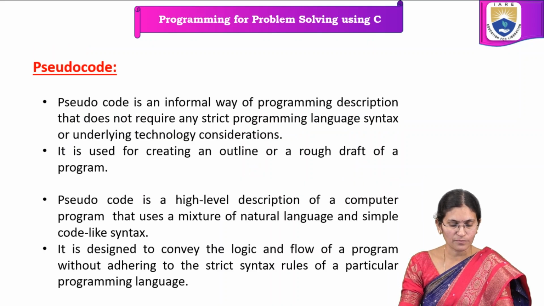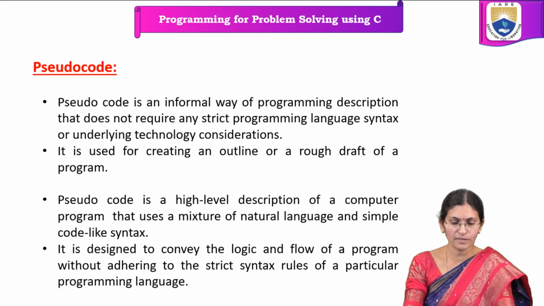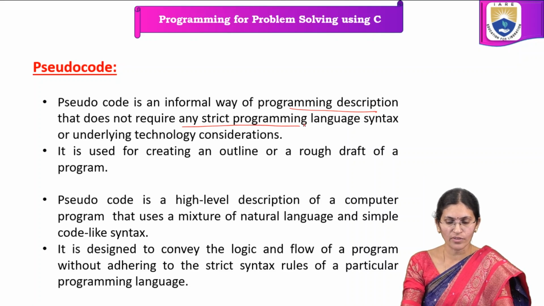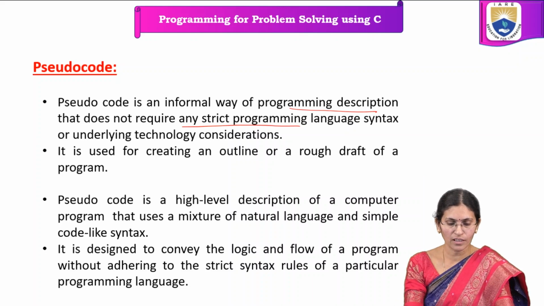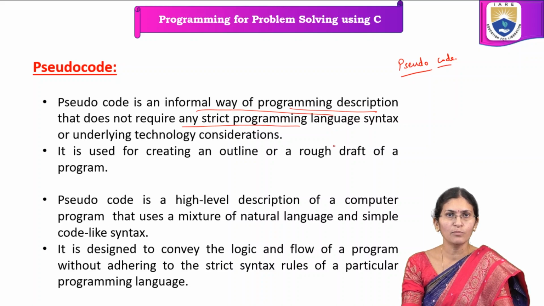Next one is pseudocode. Pseudocode is an informal way of program description that does not require any strict programming language syntax or underlying technology considerations. From the name itself, pseudocode means false code. With the help of this, we don't write the actual code, but it acts as a bridge between the algorithm and the programmer, or between the user and the algorithm.